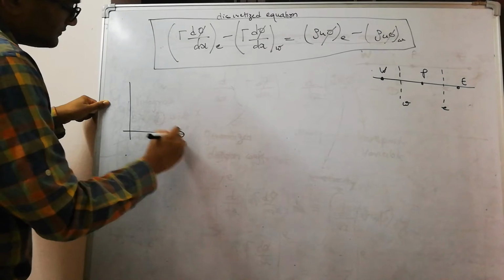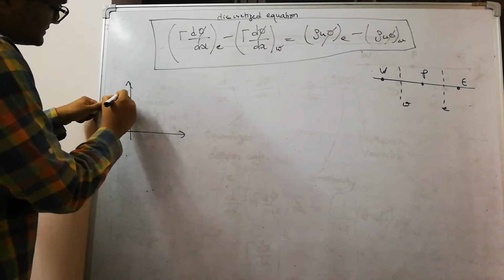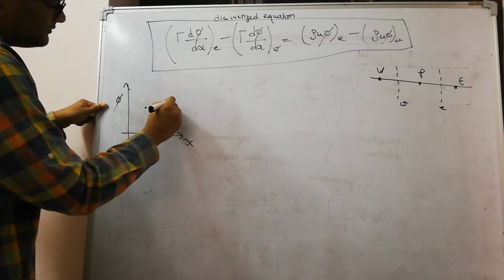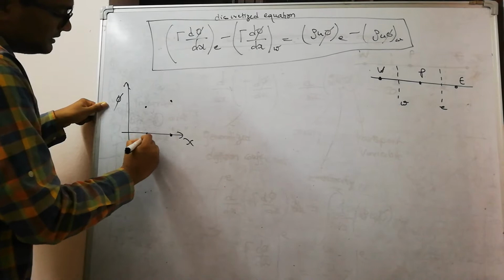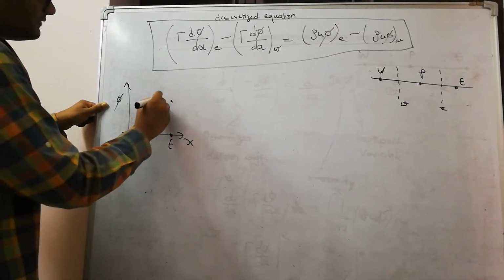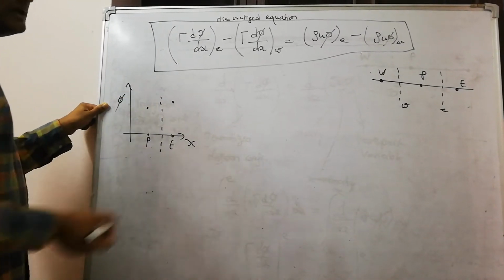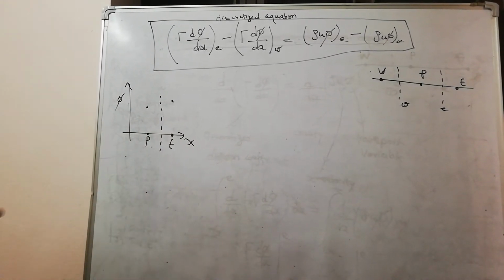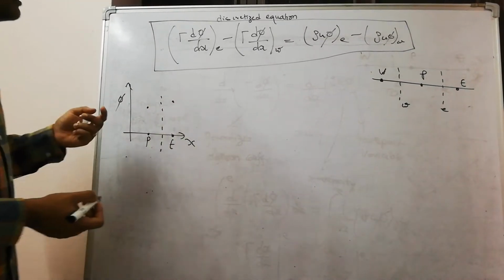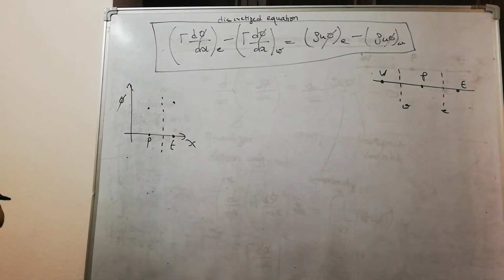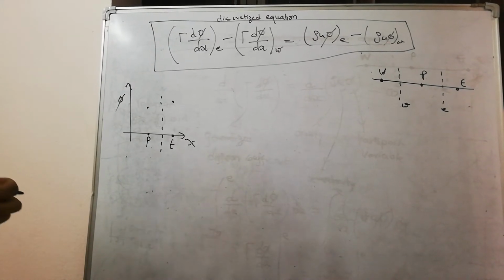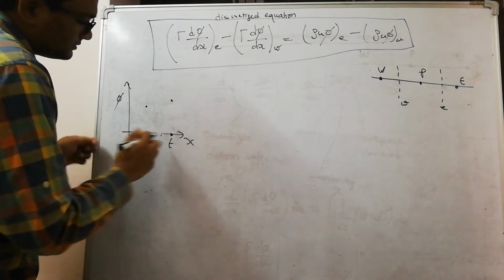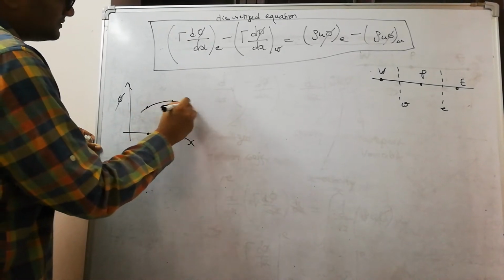In the last class, I also discussed, say this is phi and this is x. I said that if we have two cells P and E, in between there would be a linear variation of this phi variable. I explained the same thing with temperature. We said that the phi variable, or the temperature variable, was piecewise linear. So let's say this is the function.